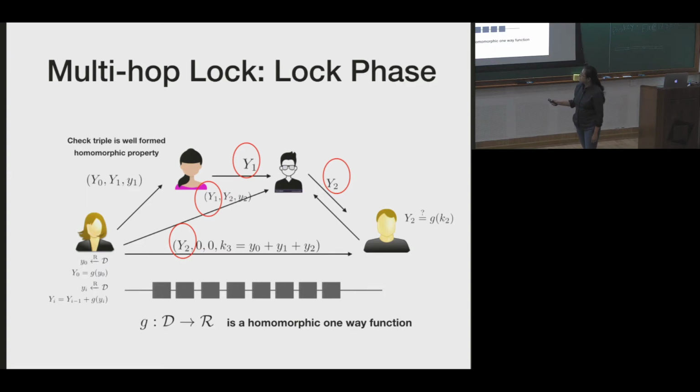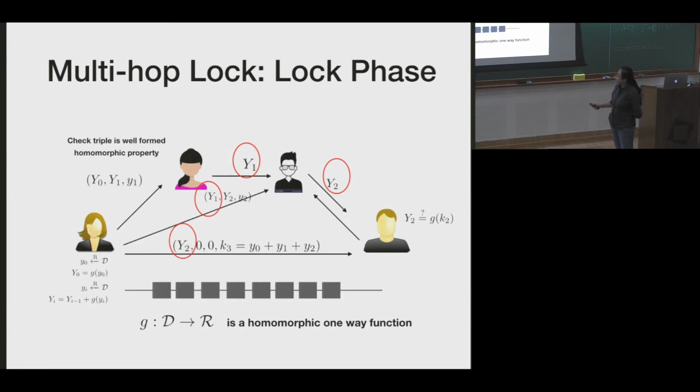So Alice, who is the sender, selects some y0, and then computes this value using the homomorphic one-way function g. Similarly, for every node in the network, she will choose such a value yi, which is somewhat secret, and then compute this information. The homomorphic property comes because at one point of time, we have to prove that g(yi) plus g(yi+1) is equal to g(yi plus yi+1). That is the homomorphic thing that I would require in this whole thing.